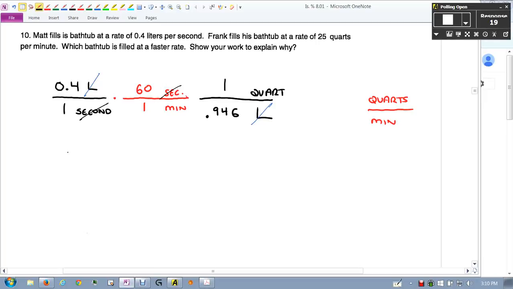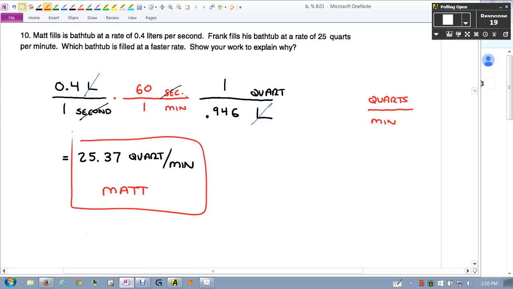What do you got? 25.3. Is that what you're getting? 25.3637, what, quarts per minute. And who was this? This was Matt. And what was Frank? 25 quarts per minute, right? So Matt is filling his tub up faster. I did 0.4 times 60. Then I divided by 1 times 1 times 0.946. So Matt wins.